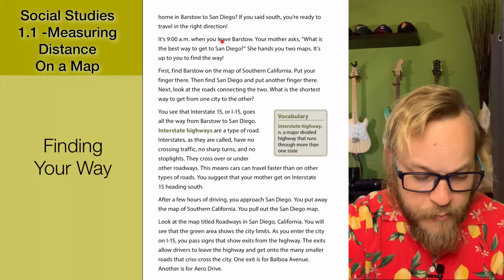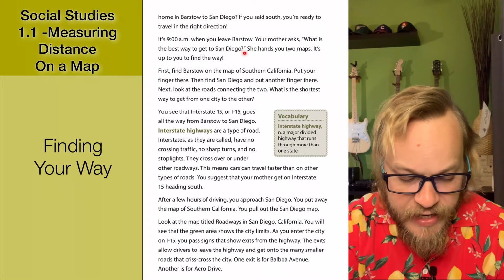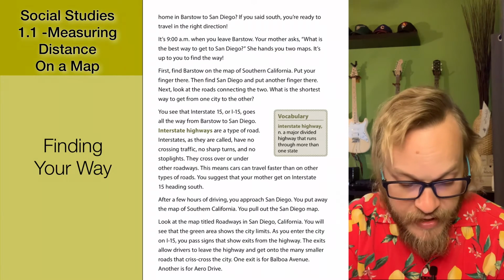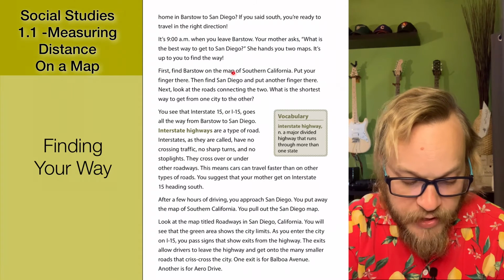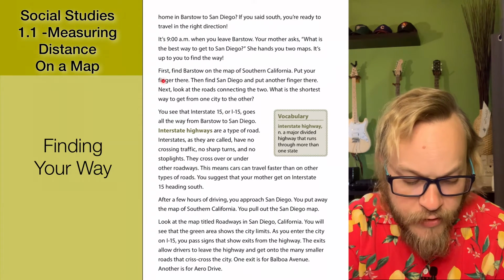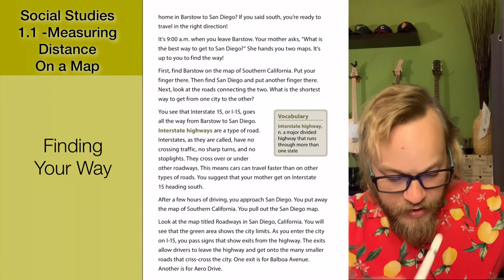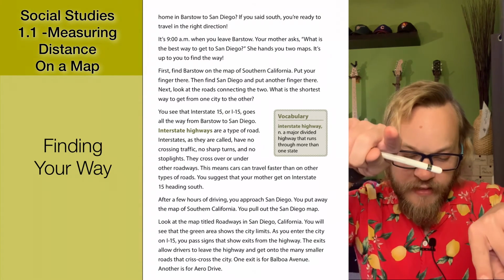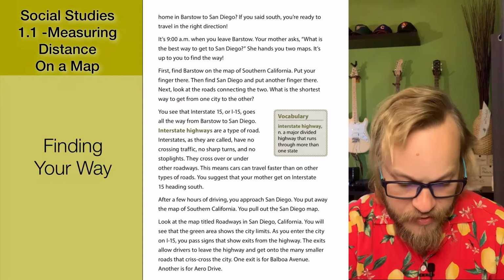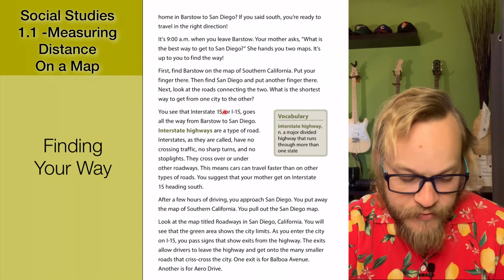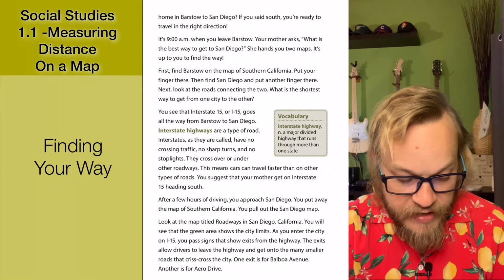It's 9 a.m. when you leave Barstow. Your mother asks, what is the best way to get to San Diego? She hands you the 2 maps, and it's up to you to find the way. First, find Barstow on the map of Southern California. Put your finger there. Then find San Diego and put another finger there. Next, look at the roads connecting the two. What is the shortest way to get from one city to the other? You see that Interstate 15, or I-15, goes all the way from Barstow to San Diego.